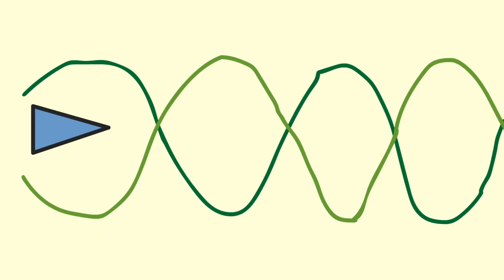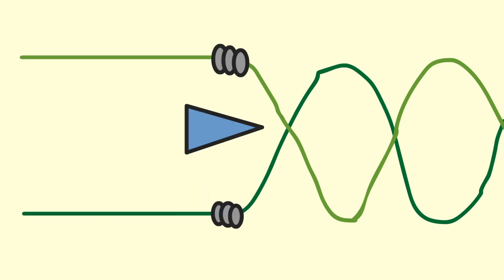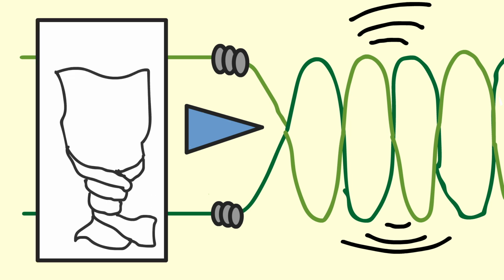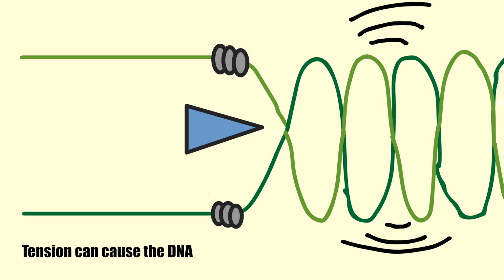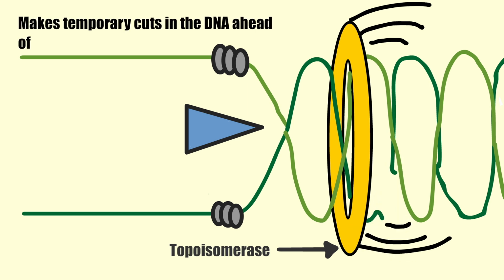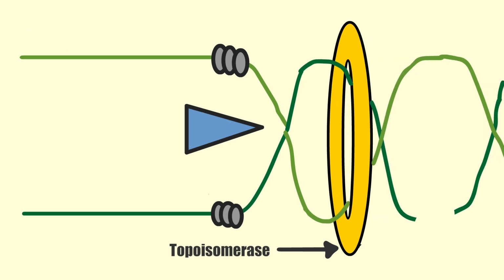As helicase unwinds the DNA, it creates tension ahead of the replication fork, similar to twisting a towel, which becomes increasingly tight as you twist it. This tension can cause the DNA to become overly coiled, potentially leading to damage. To relieve this strain, topoisomerase comes into play. Topoisomerase is an enzyme which works by making temporary cuts in the DNA ahead of the replication fork, thereby relieving the tension. Afterwards, it reseals the breaks, allowing the DNA to continue to unwind without becoming overly strained.